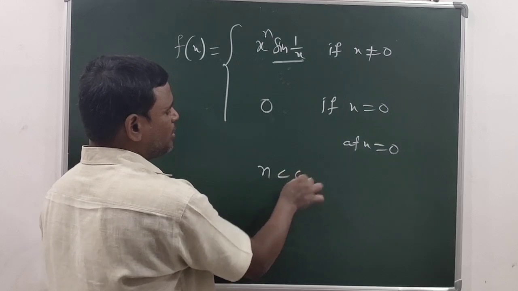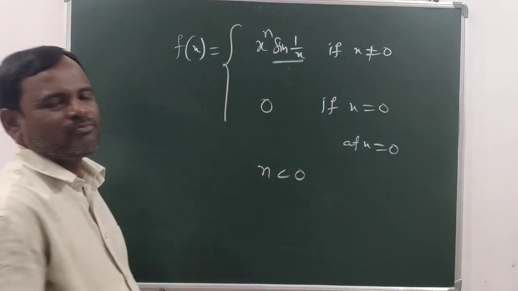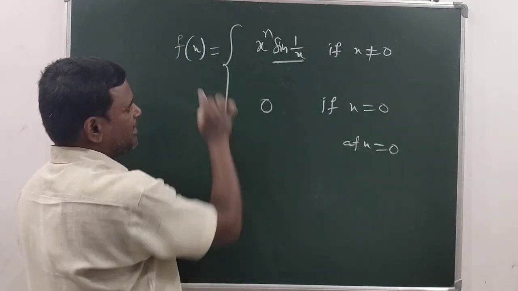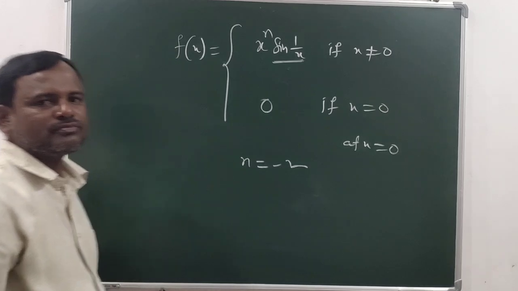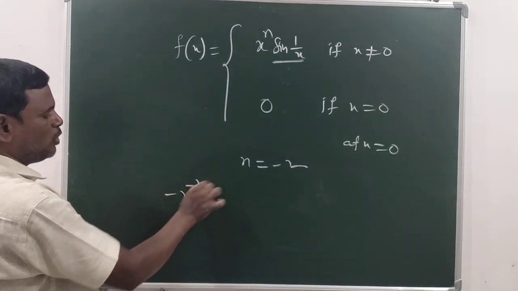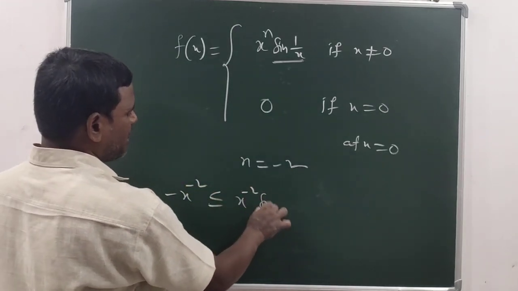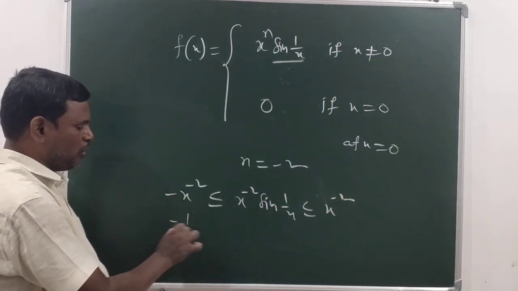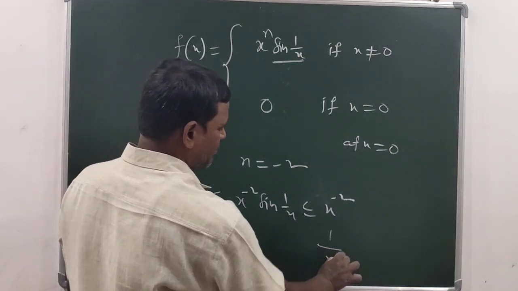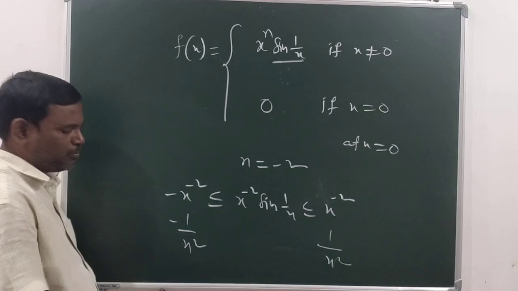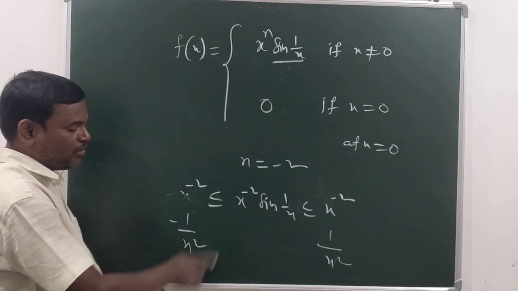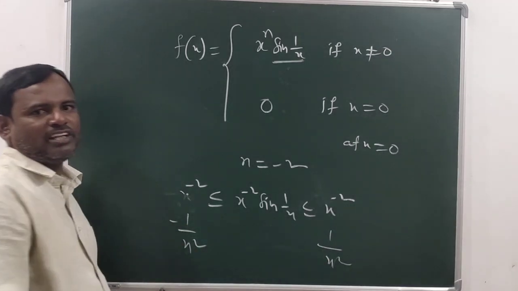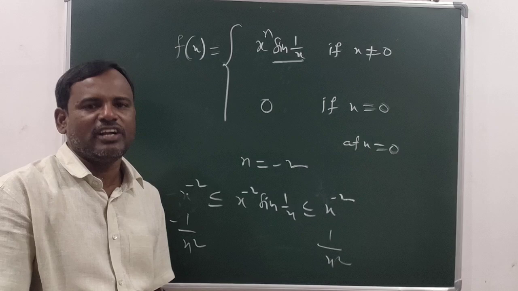If n is smaller than 0, that function will be neither continuous nor differentiable. If you want, you can check. Take n as minus 2. Then that will become minus x whole power minus 2 is less than or equal to x power minus 2 sin of 1 by x, which is less than or equal to x power minus 2. So here it is going to be 1 by x square. For the left hand limit, you take this function and put 0: it is not defined, so not continuous. LHL is not defined, RHL is not defined. Hence it is not continuous, so it will not be differentiable.